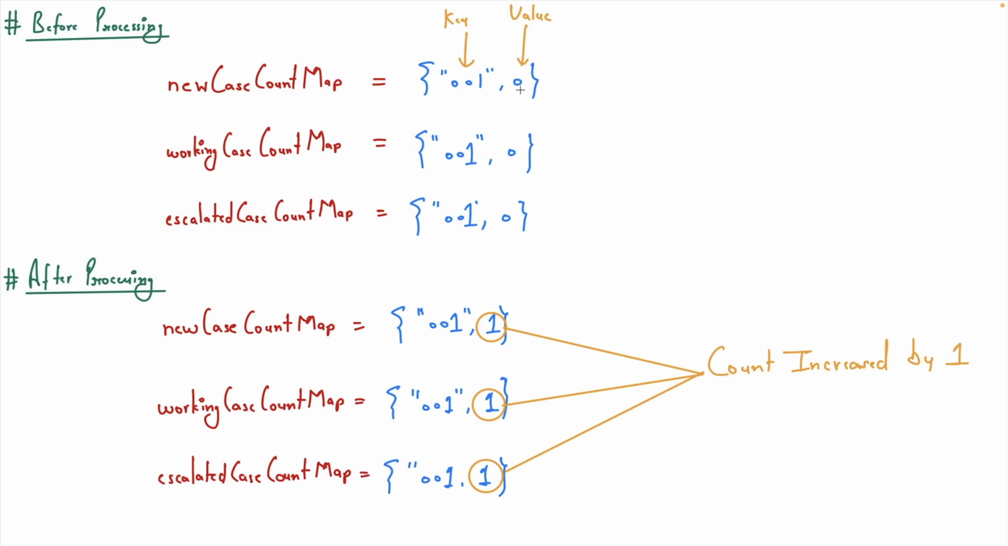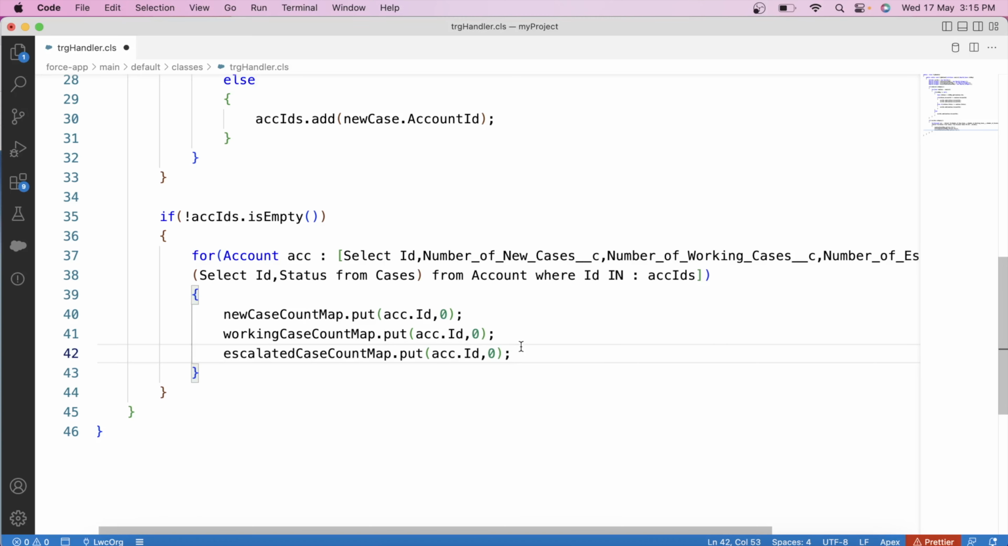Next, we iterate through the cases associated with the account, and for each case, we check its status and update the corresponding count in the map. Let's say we encountered 3 cases for all 3 statuses. So we increment the count for all cases for the account by 1. And after processing, our map will look like this. So by initializing the count with 0, we ensure that the initial value represents the starting point. And if we did not set the initial value to 0, then the count would be undefined or null. Now let's iterate over related cases like this.